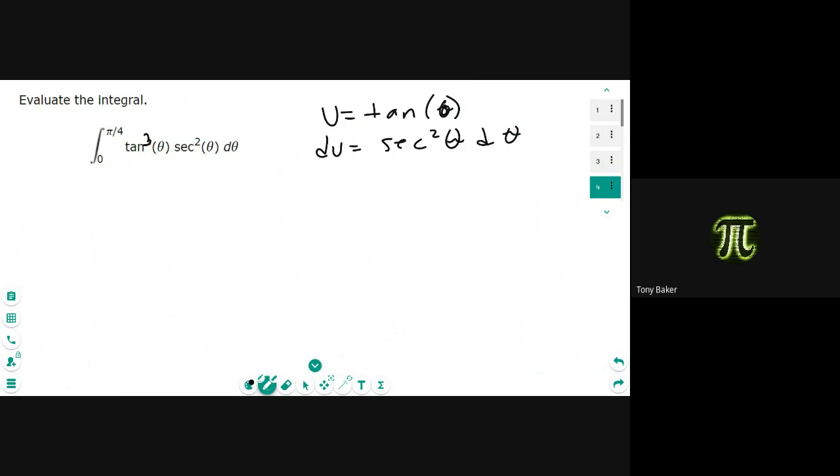So let's do the 0 and the pi over 4 so we don't have to worry about that piece. Tangent of 0 is 0, so u of 0 is 0. U of pi over 4 is 1. So I have u to the third du.